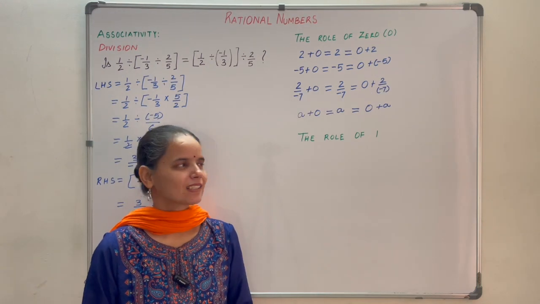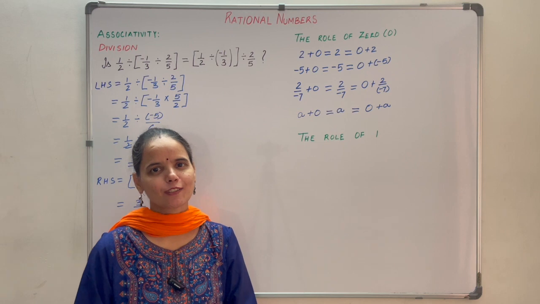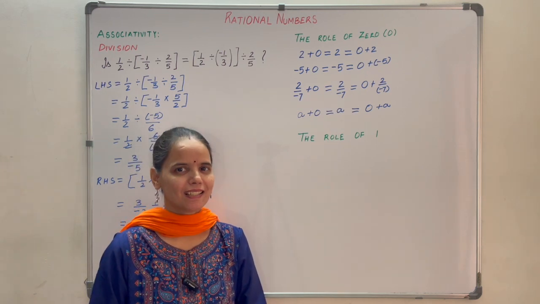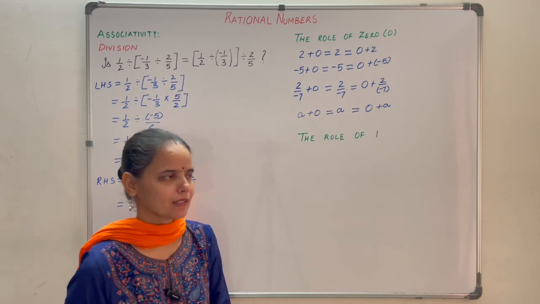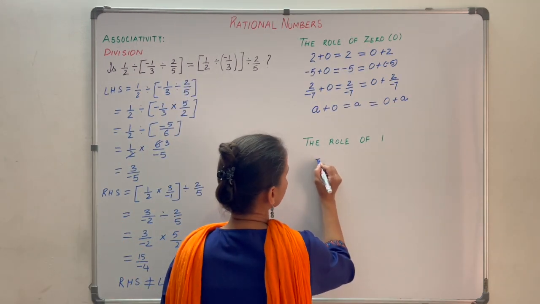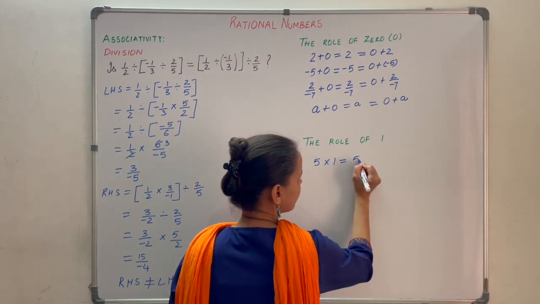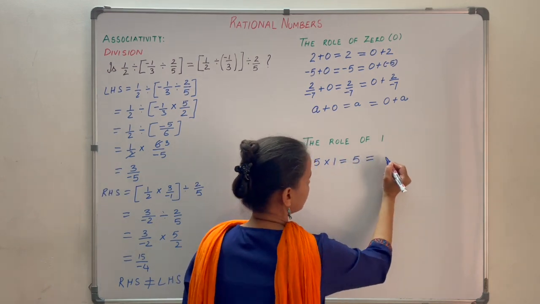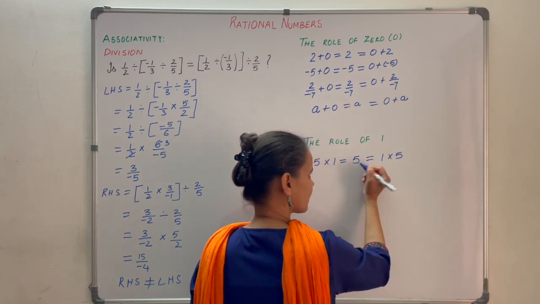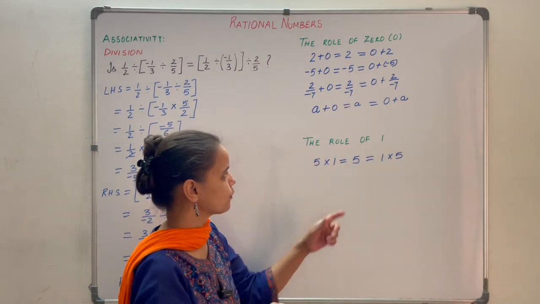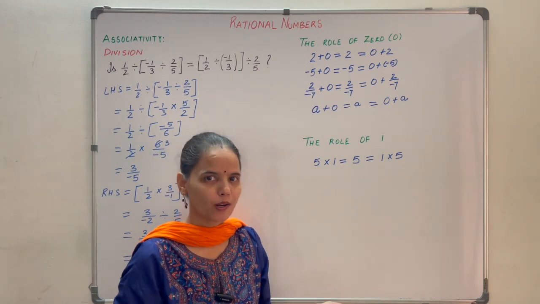Now let us discuss the role of 1. 1 is the multiplicative identity for whole numbers and integers. Let us understand this with the help of some examples. Suppose you have a whole number, say 5. If you multiply it to 1, what will you get? 5. Or you multiply 1 to 5. What you will get? Again 5. So we say that 1 is the multiplicative identity for whole numbers.